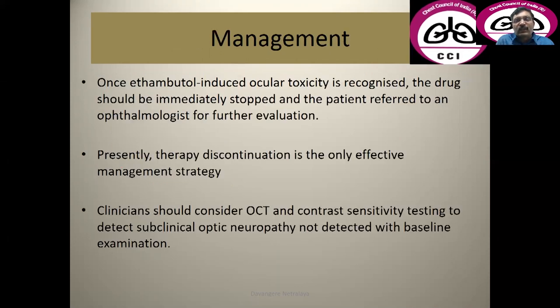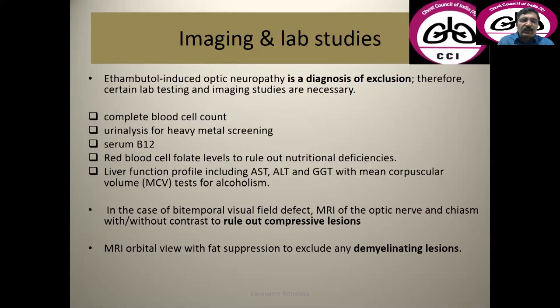So how do you manage ethambutol-associated optic neuropathy? Once ethambutol-induced ocular toxicity is recognized, the drug should be immediately stopped and the patient should be referred to an ophthalmologist for further evaluation. Presently, therapy discontinuation is the only effective management strategy. Clinicians should consider optical coherence tomography and contrast sensitivity testing to detect subclinical optic neuropathy not detected with baseline examinations. As I told before, the optic neuropathy could be due to other causes also.